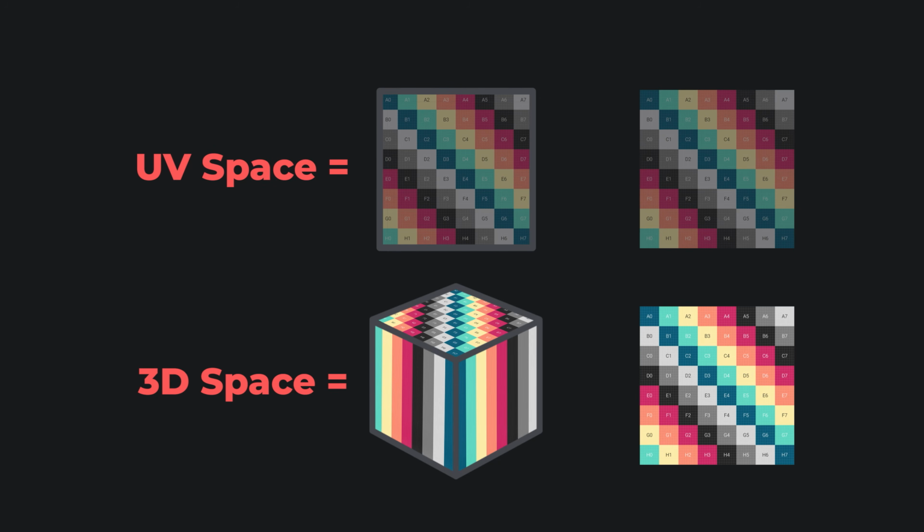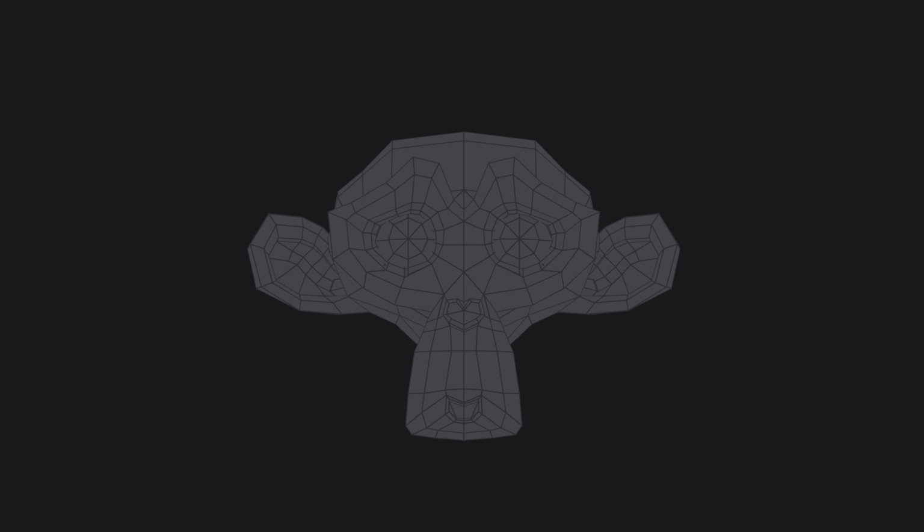But what if we can convert a three-dimensional object into a two-dimensional object? So over here, we're going to use Suzanne as an example. Suzanne here is a 3D object. Now I want to turn this 3D object into a 2D object. So how will we go about this?